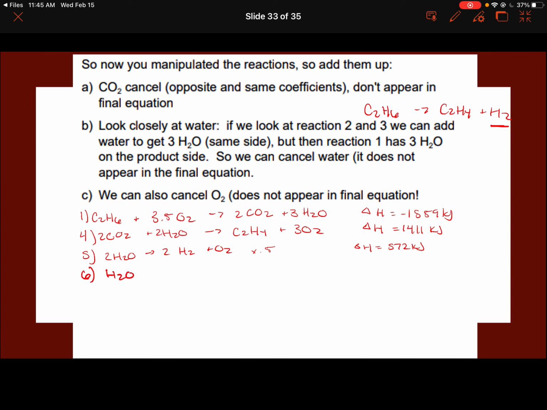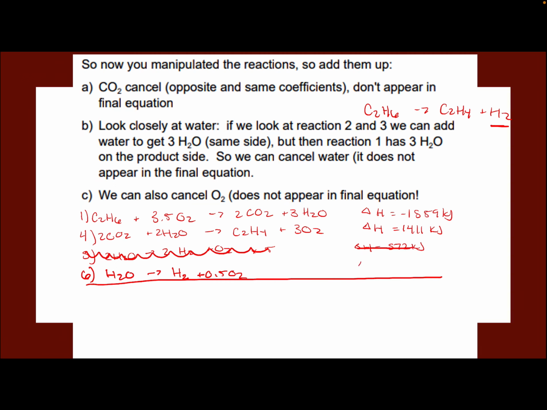So therefore, we're going to be left with H2O to H2 plus 0.5 O2. So that means we are now done with this one. And we're going to just solve with the following. But remember, our change in enthalpy now has to also change, which is going to be left with 286 kilojoules because we changed the entire equation.